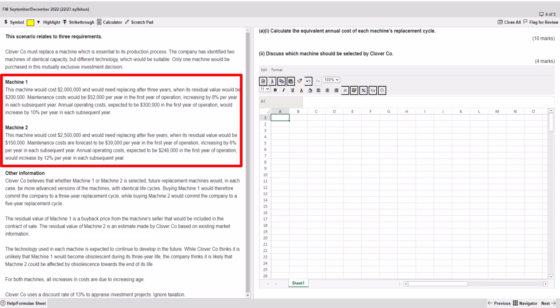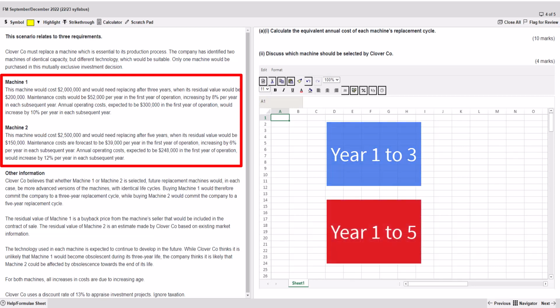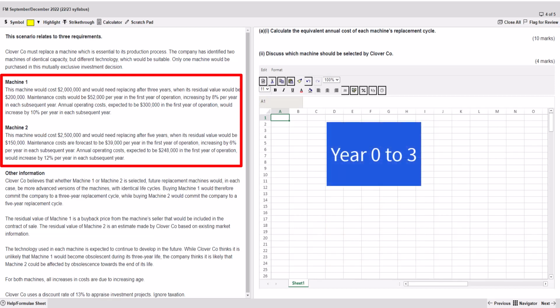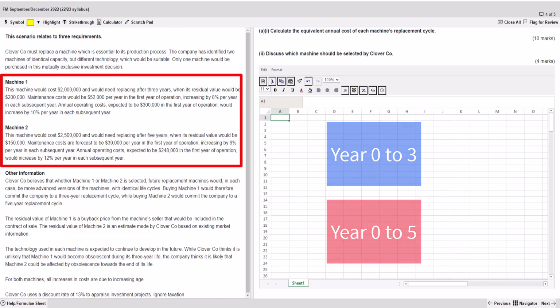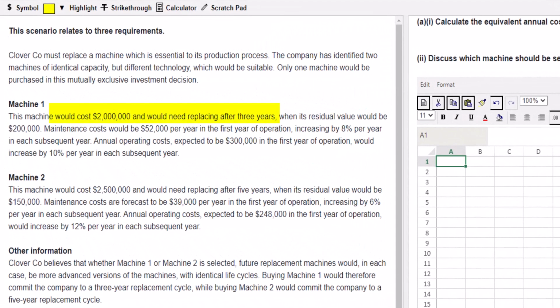Now, there's 2 ways of doing this. You could just lay it out for the years 1 to 3 or 1 to 5, or you can lay it out for years 0 to 3 and 0 to 5. I'm going to do the latter. Let's look at machine 1 first. It has an initial cost of 2 million and a 3-year replacement cycle. Residual value is 200,000. There's maintenance costs and annual operating costs.